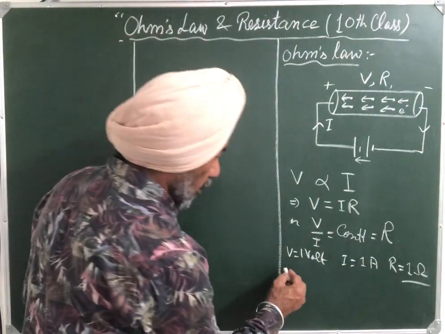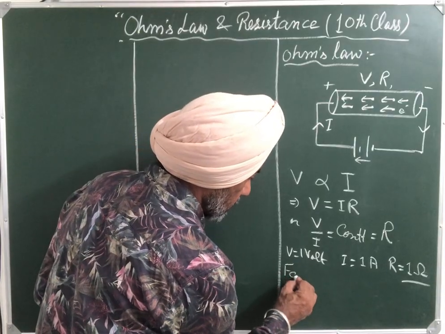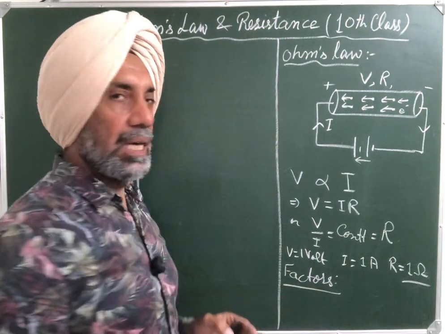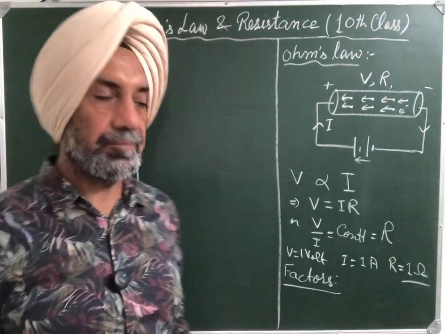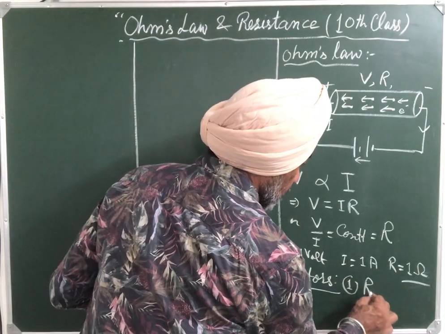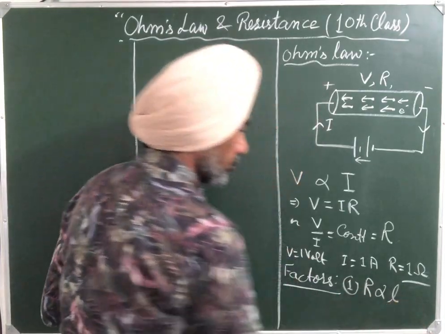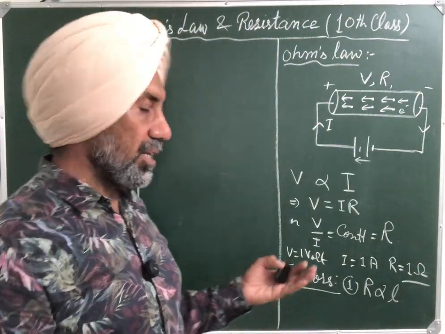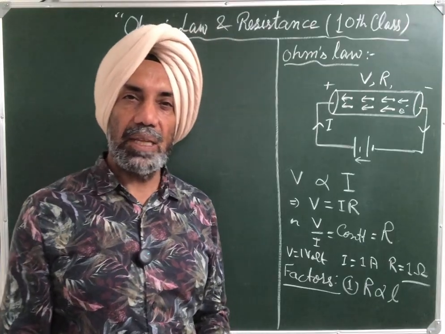Now, what are the factors upon which resistance of a conductor depends? Number one, resistance of a conductor is directly proportional to length of the conductor. More is the length, more is the resistance of the conductor.